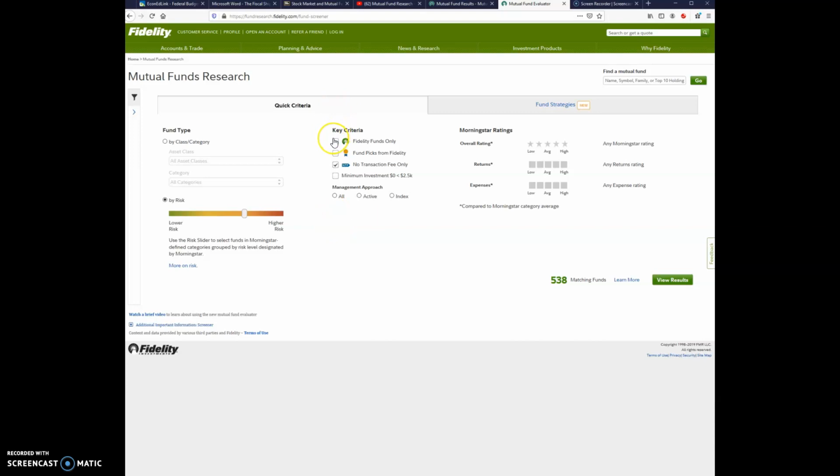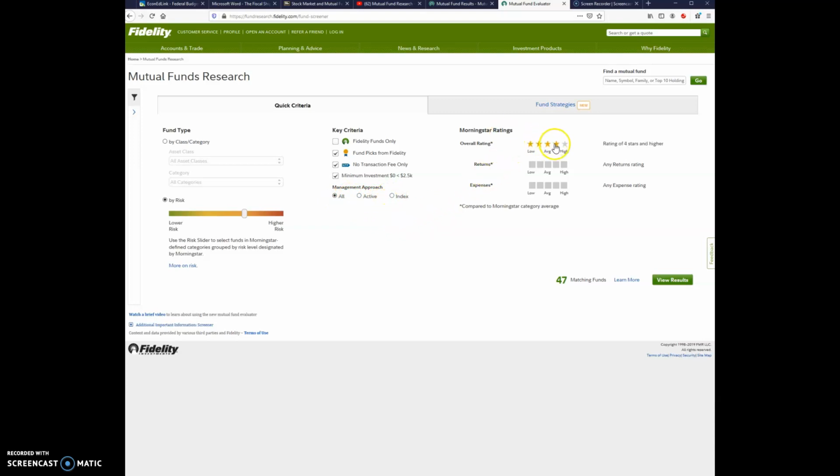Okay, do we want Fidelity funds only? No. Oh, no transaction fee only. So that's when you buy and sell, you don't have to pay. Fund picks from Fidelity, let's include those. Oh, you've asked about this, let's do $0 minimum investment. Now, management approach is, someone actively buying and selling the stocks in that mutual fund, or is it an index fund to where it just follows whatever the market does? We're going to click on all for this, but if you're more conservative, you may go with the index fund.